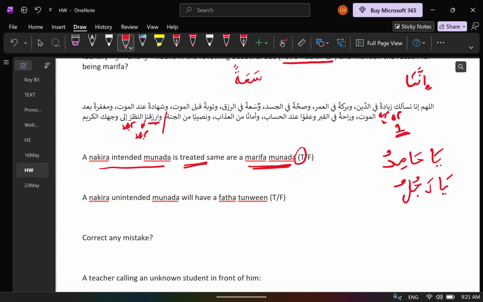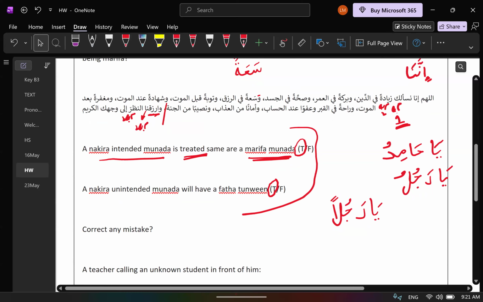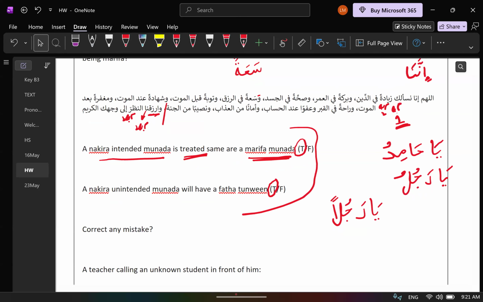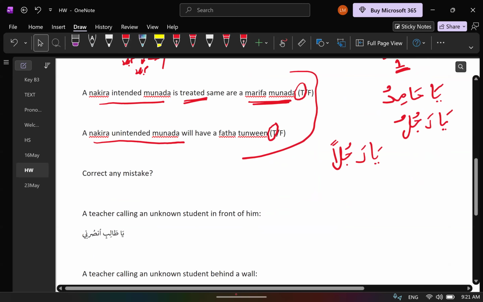So now let's take a nakira unintended: ya Rajulan. This is also true. If you know these two, then you know munada nakira, maqsuda and ghair maqsuda, both of them. Like I mentioned before the class, somebody asked a question: ghair maqsuda is used only two times in the Quran Majid, ya bushra and ya hasratan. Even with that analysis, some of the scholars differ on the analysis. Not a problem with that, but it is only used twice.